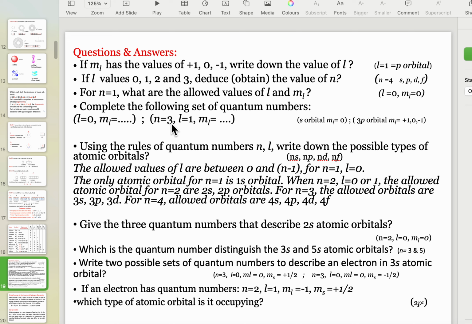If n equals 3, L equals what? And ML equals what? So n equals 3. L is 1. S is 0, L is 1, P is 1. So it's a P orbital, and I have to put the 3 before the P. And the ML for the P orbitals will take 0 in the middle, -1 to the right, +1 to the left. And so on. You can continue all these questions.